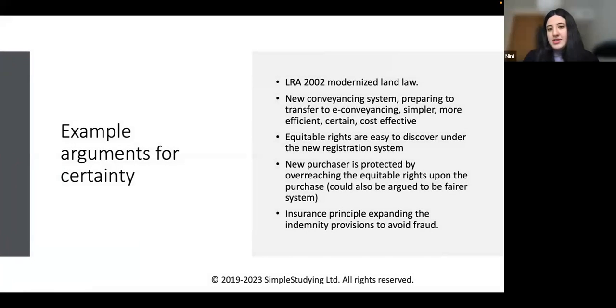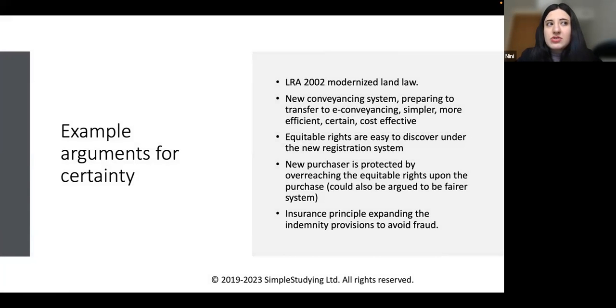Example arguments for certainty. One of the example arguments: LRA 2002 modernized the land law. New conveyancing system, preparing to transfer to e-conveyancing, simpler, more efficient, certain, cost-effective. It's a more cost-effective version than it was before. Equitable rights are easy to discover under the new registration system.